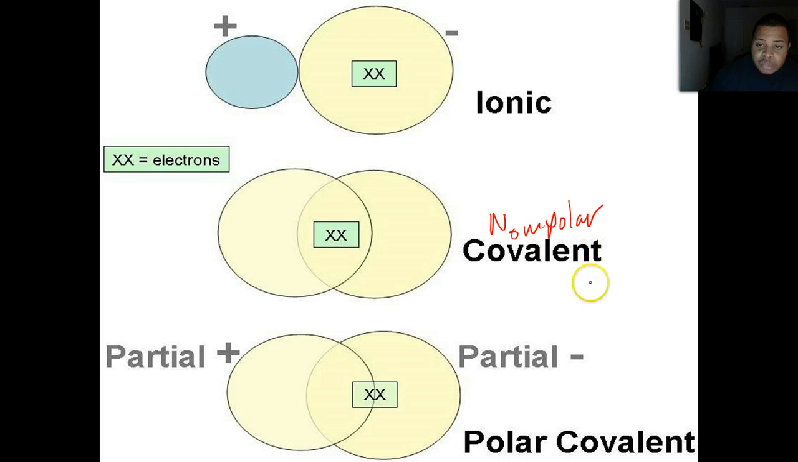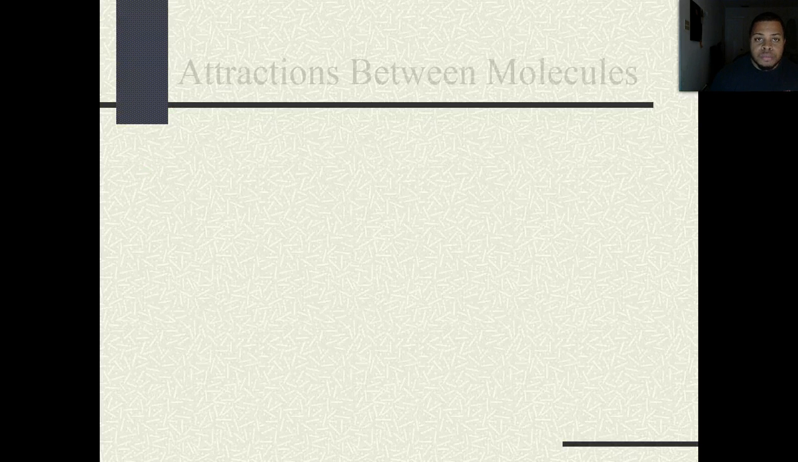A symbol that you may see me draw in class, and just so you can understand what it is, some people say it looks almost like a cherry or a cherry bomb. This is a sign meaning partial. So if you ever see me draw that sign, just know it means partially positive or partially negative.